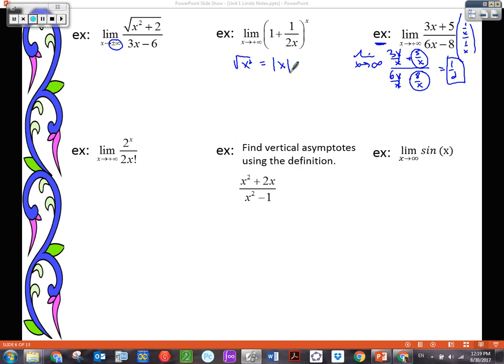For half of all the numbers in the world, square root of x squared does equal x. But for the other half, it doesn't. So why? So what if x was negative 2? Okay, x is negative 2.